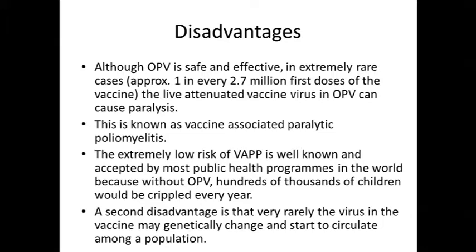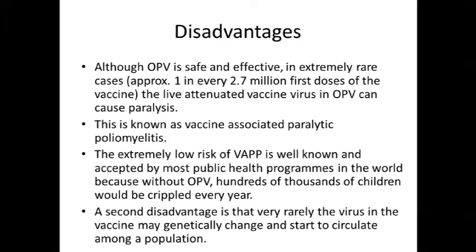What are the disadvantages? The main problem with oral polio vaccine is, definitely it is safe and effective, but there have been extremely rare cases of what we call paralysis. Now the question is, we are giving oral polio vaccine to prevent paralysis. How is it acceptable to have paralysis after administering the vaccine? As we can see here, for every 2.7 million first doses of the oral polio vaccine, there has been 1 case of paralytic polio. And since this paralytic poliomyelitis occurs because of administration of a vaccine, it is known as vaccine-associated paralytic poliomyelitis, also abbreviated as VAPP.